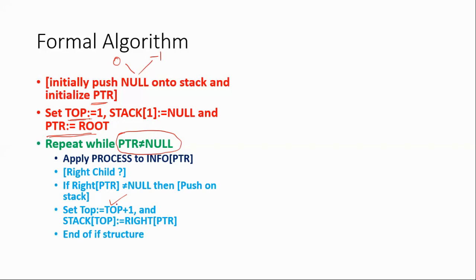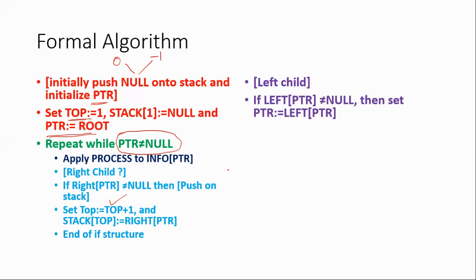So once this is done for a right child, if there is a right child, then we will stop this condition over here. Next, we check for the left child. Is there a left child? So how do we check? Again, we check with the condition. If left of PTR is not equal to null, that means there's a left child. Then we will set the PTR again. You see that PTR is the pointer that we use. PTR to the left of PTR, so that it will be pointing to the left child of the tree.